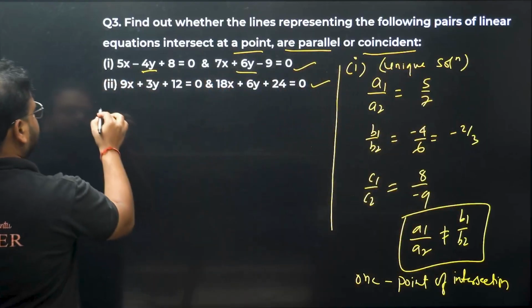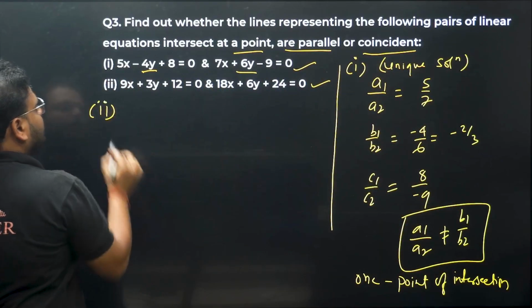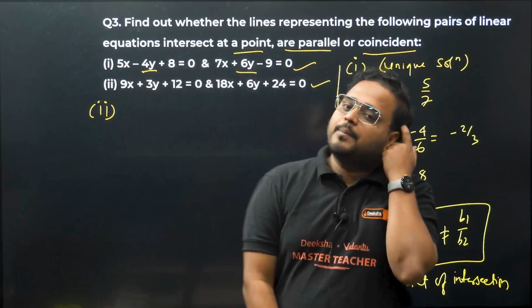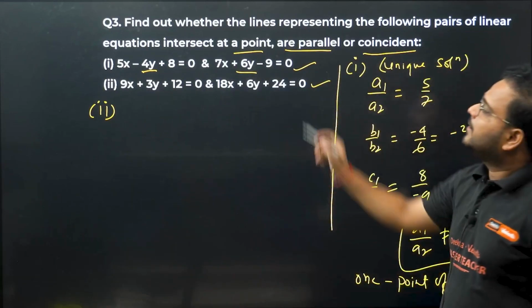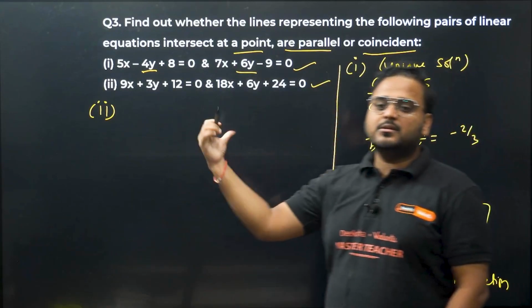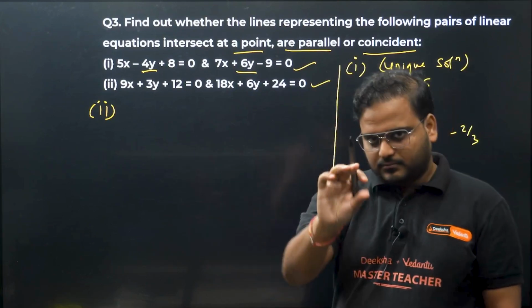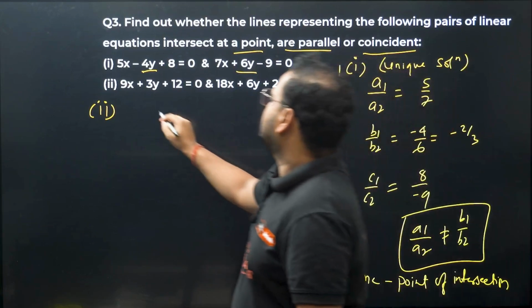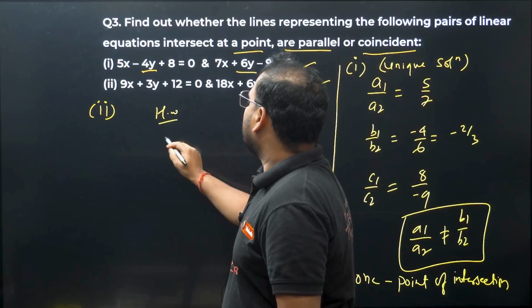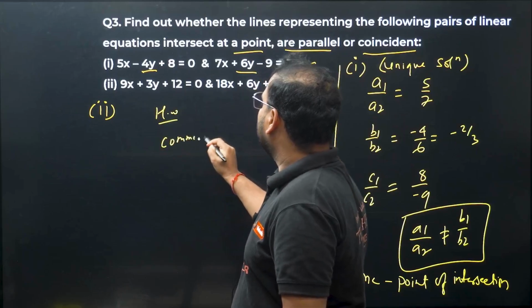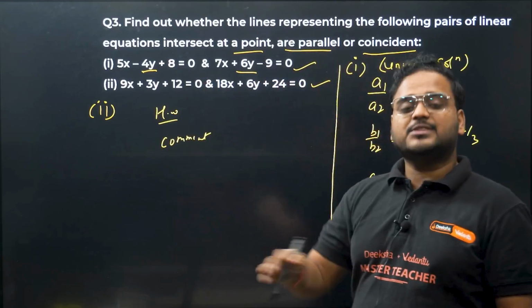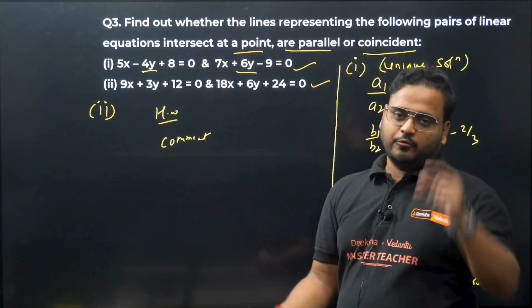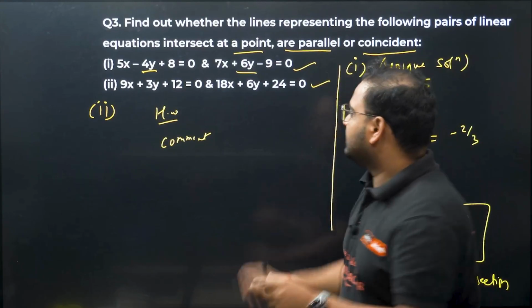Part 2 you will do. Part 2 you have to do 9x plus 3y plus 12 equal to 0, 18x plus 6y plus 24 equal to 0. Give me the answer whether this is unique. The comment should be very simple. This is your homework, okay? Comment whether it is unique, whether it is no solution, or whether it is infinite. Write like this.